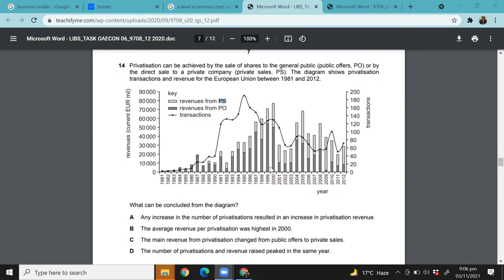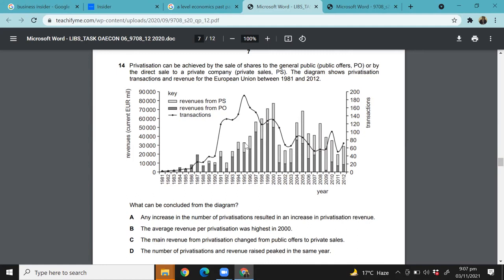No, it doesn't. Let me tell you why. Think about this. Revenue is highest in which year? Transactions are highest in which year? In this year, 1994, 1995. Elsa, are you following me? So this dotted line is showing you the transactions. I'm saying that the transactions were highest in 1994, 1995.